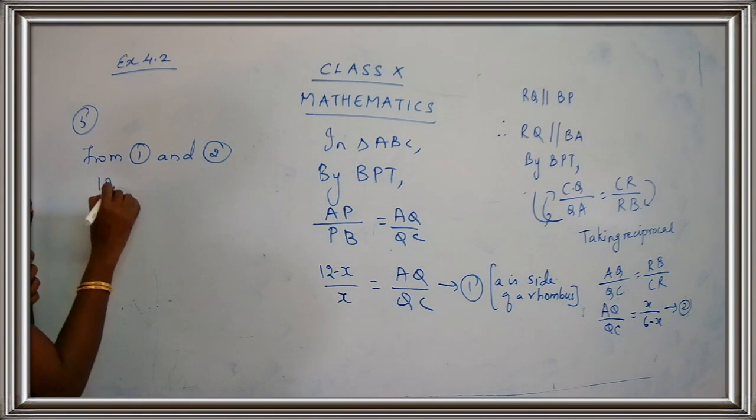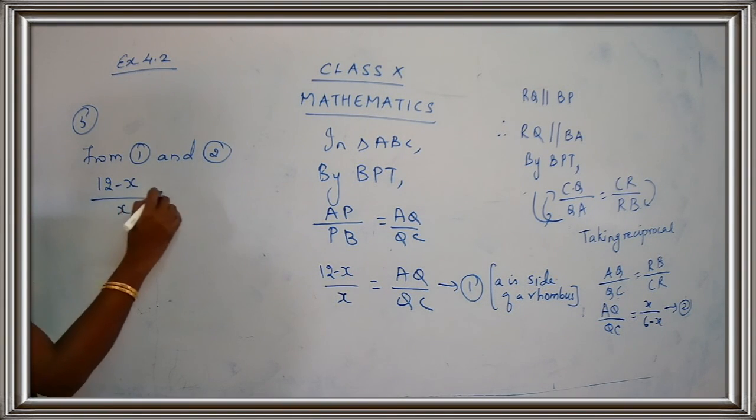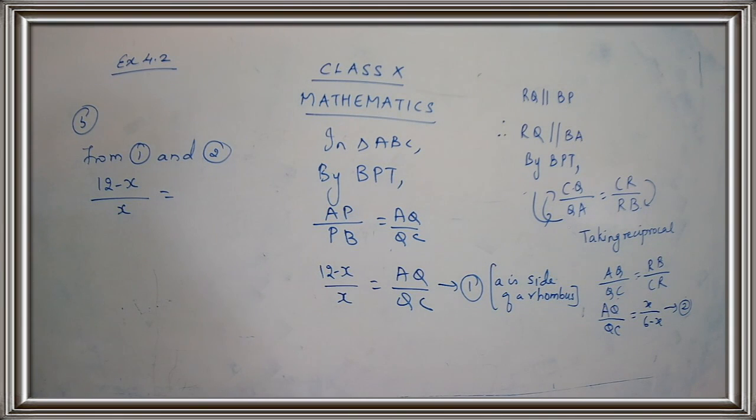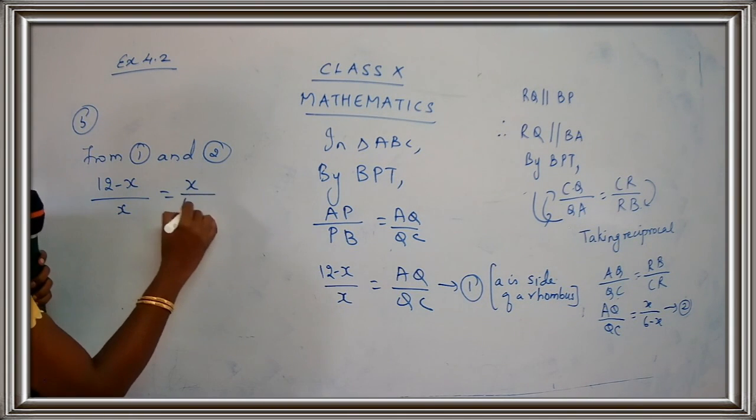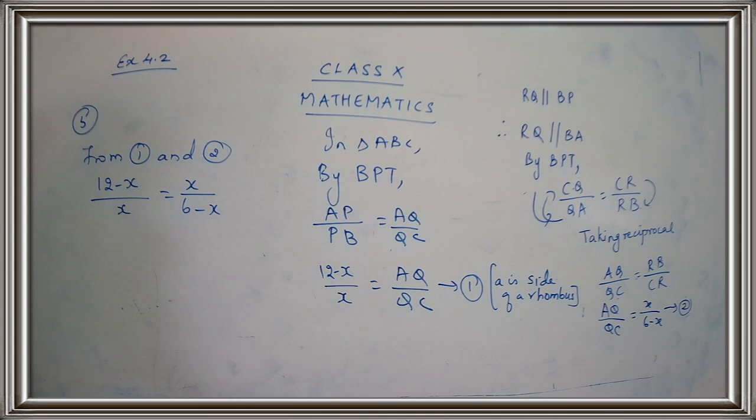So what can you observe from 1 and 2? You have the common part. What is the common part over here? It's AQ upon QC and AQ upon QC. So write down here, from 1 and 2, I get (12 minus X) upon X is equal to X upon (6 minus X).